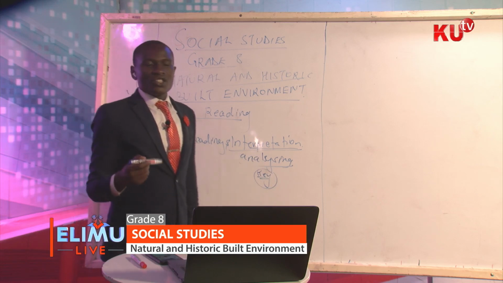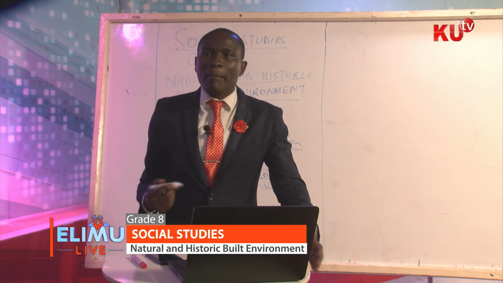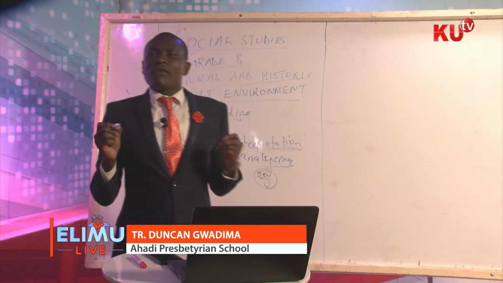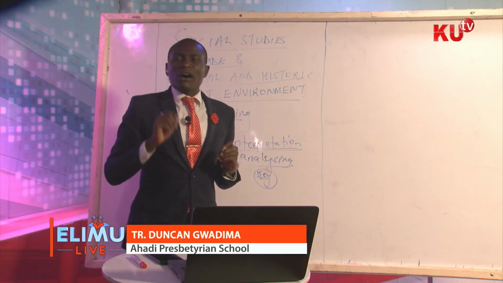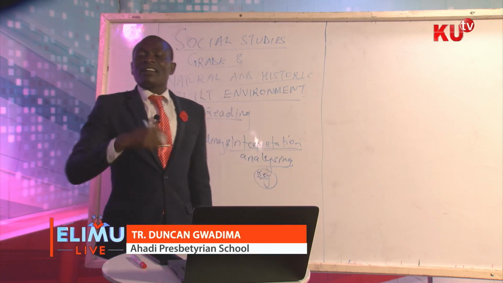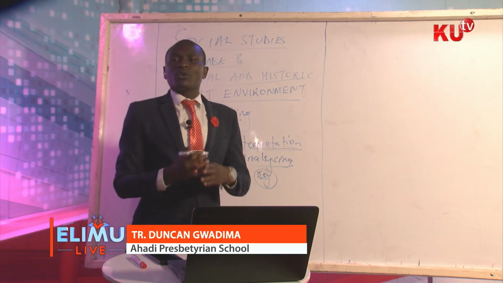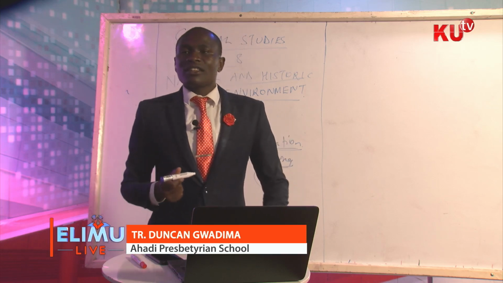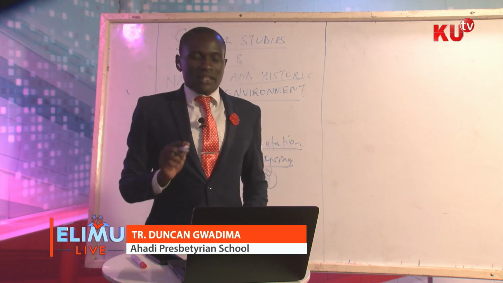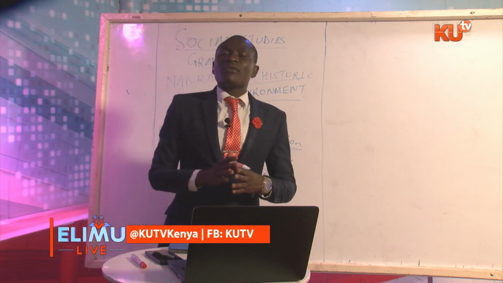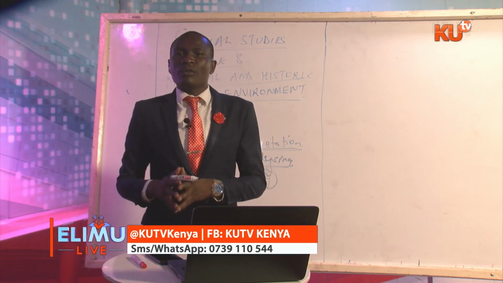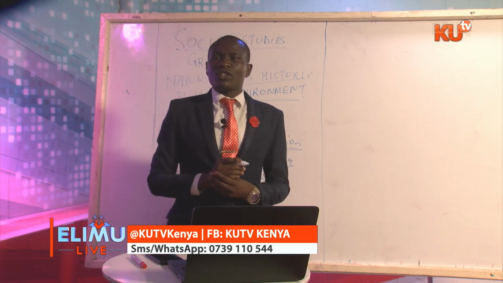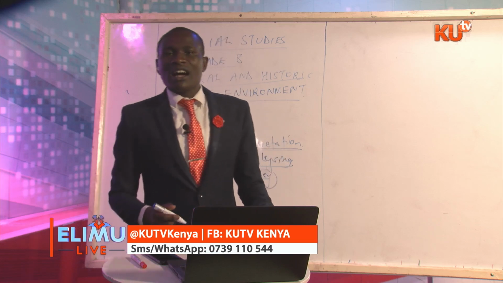Now, that takes us to the elements of a map. What are the elements of a map? For us to call this a good map, there are 5 elements of a map that we are going to look at. Students who are watching us, using the number on your screen, what are some of the elements of a map that you know? Use the number on your screen to give us your answer.